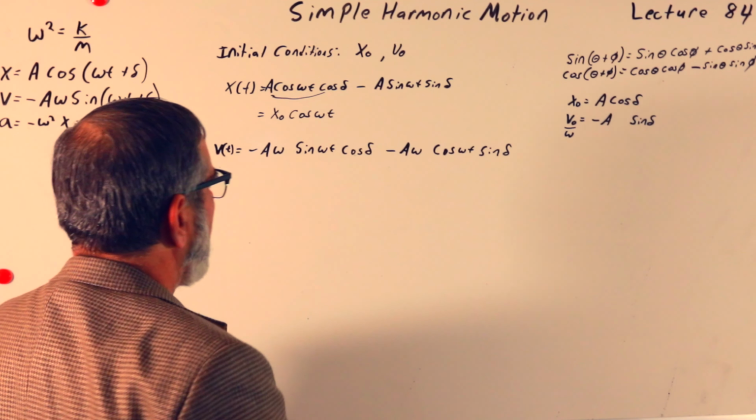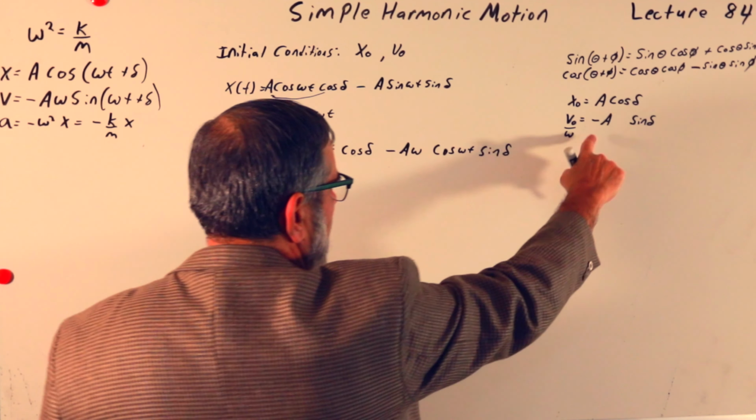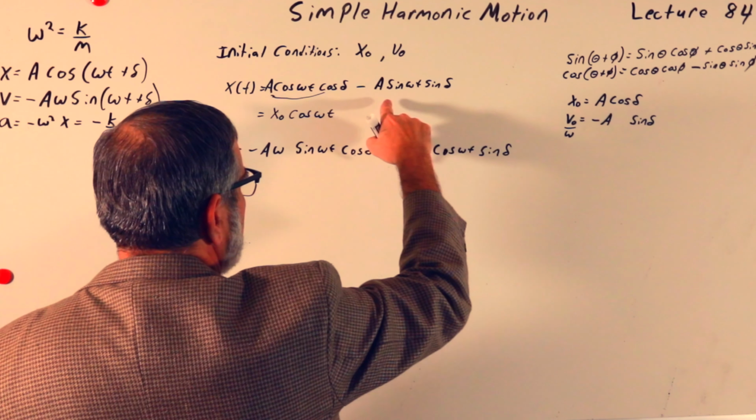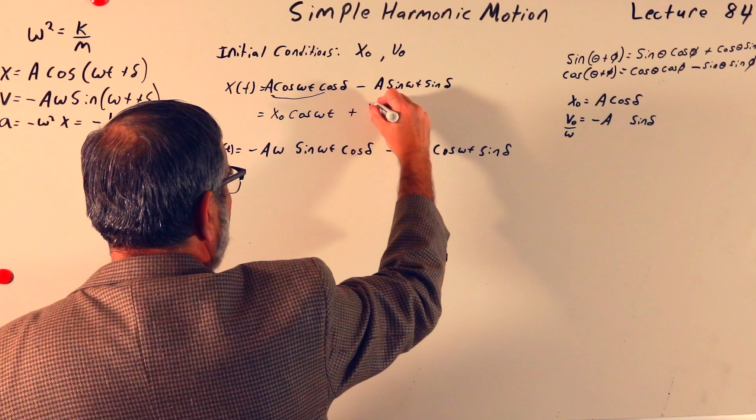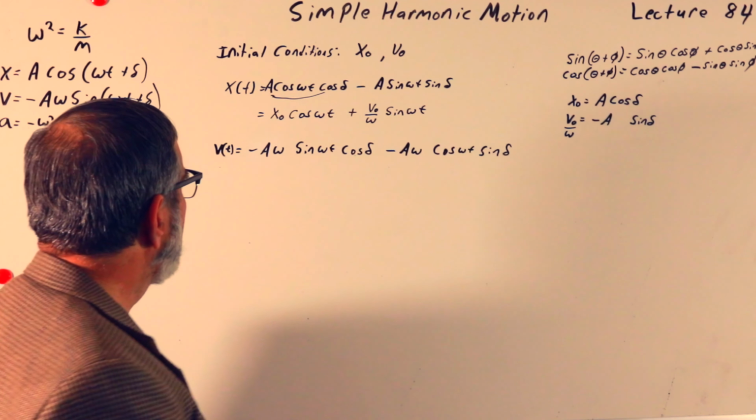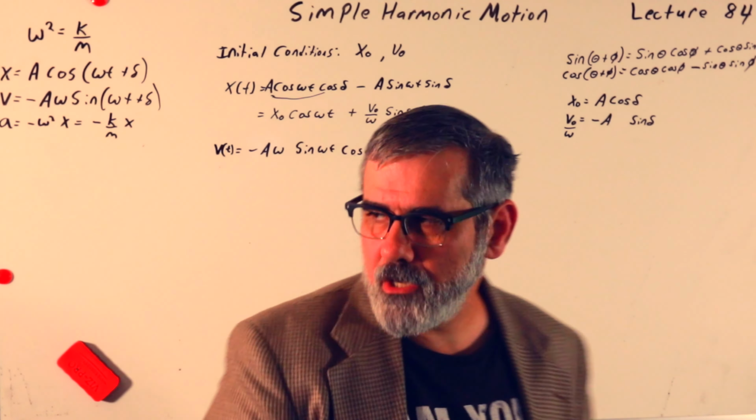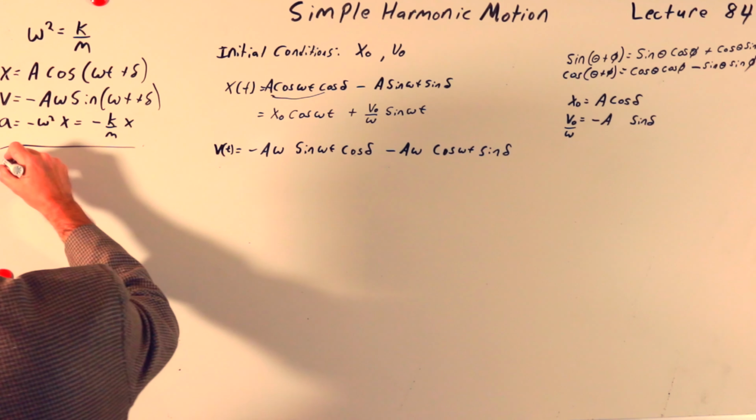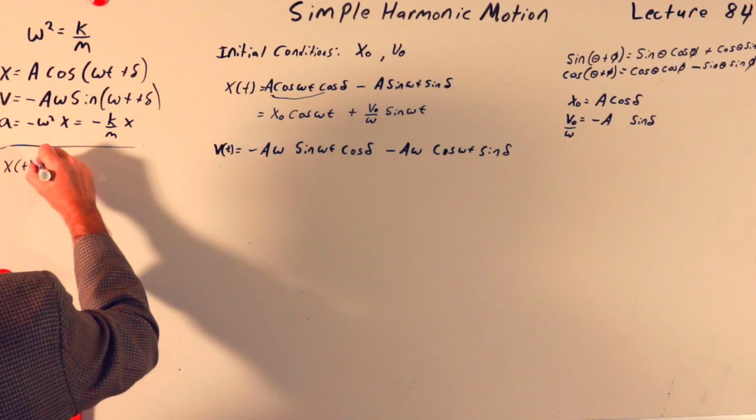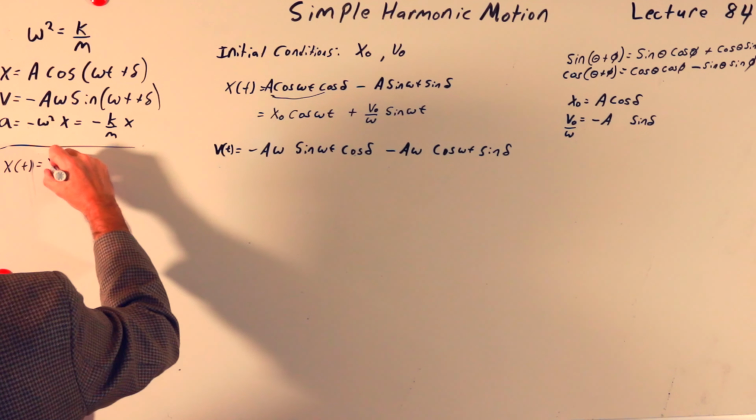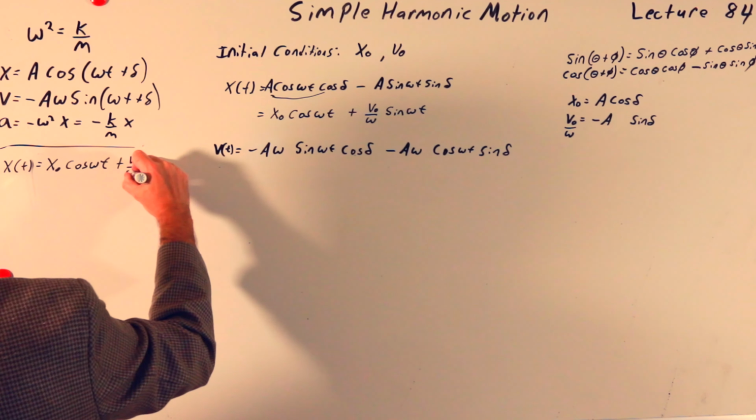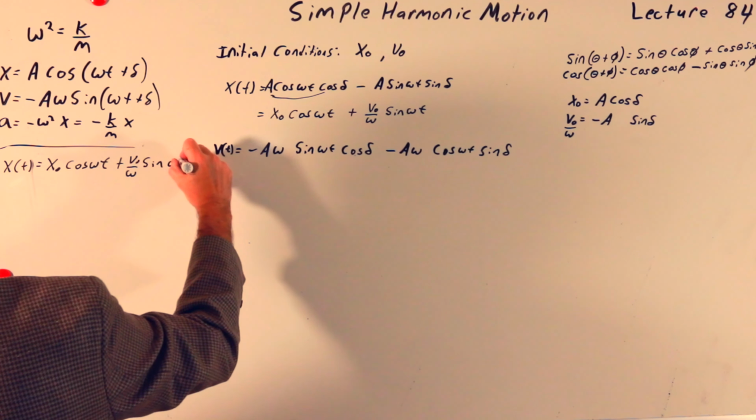And then we have this minus a sine delta. Well, minus a sine delta is just v naught over omega. So that becomes plus v naught over omega times the sine of omega t. So now we have a new equation in terms of the initial conditions, which I'll write over here to catalog them: x of t equals x naught cosine omega t plus v naught over omega times the sine of omega t.